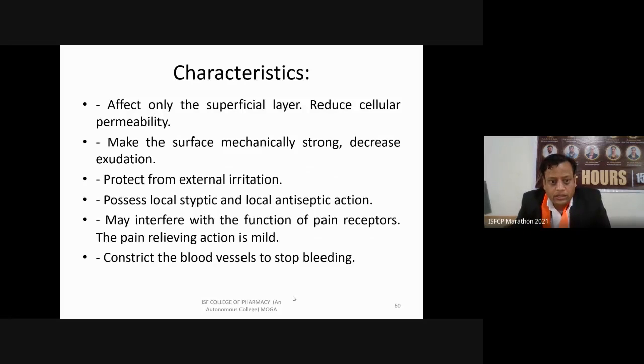So they constrict the blood vessels to stop bleeding. They also protect from external irritants. They make the surface mechanically strong, so they decrease exudation. Furthermore, they may interfere with the function of pain receptors. So pain relieving action is also produced, but it is very mild.